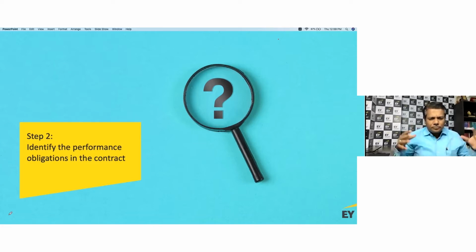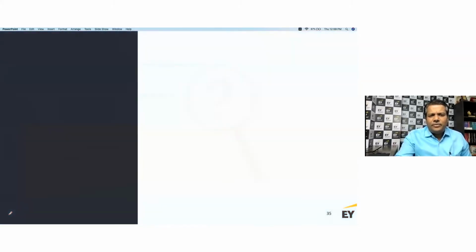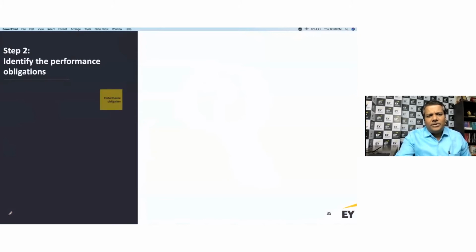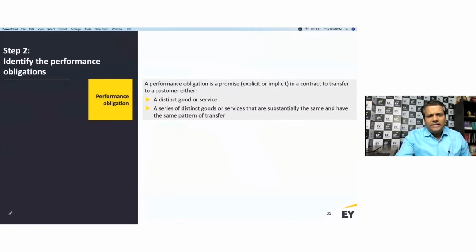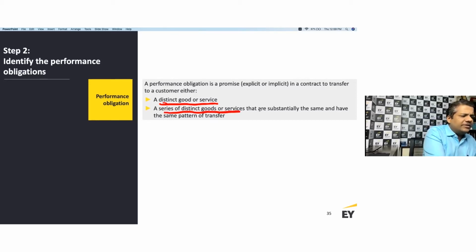So now we're going to focus on how you look at the performance obligation from a standard perspective. When I think about a performance obligation, as I said, it's a promise in a contract to transfer to a customer either a distinct good or service, or a series of distinct goods or services that are substantially the same and have the same pattern of transfer.